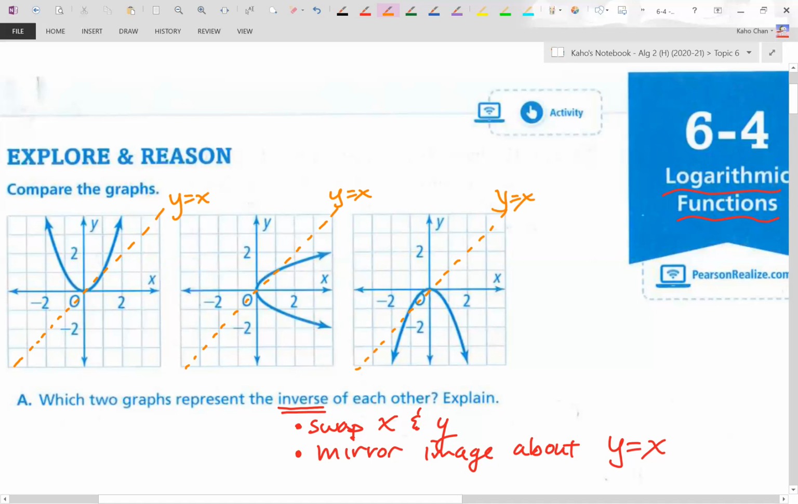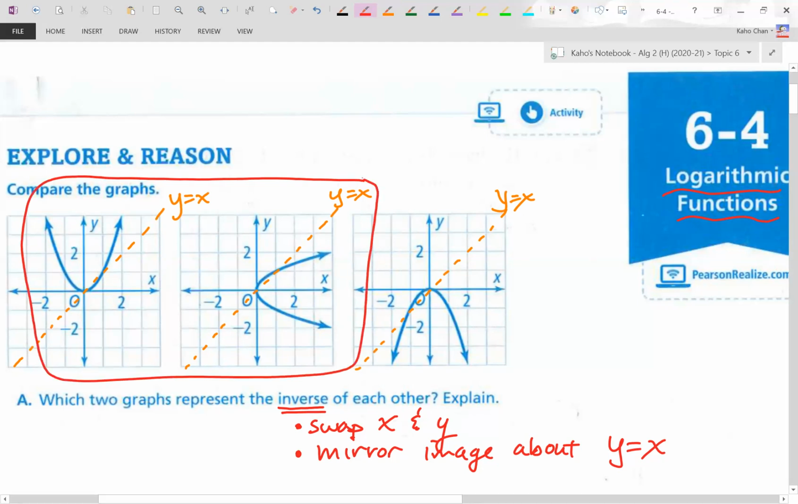And obviously we see these two are inverses of one another. In fact, the first one is literally x squared. The second one is the square root of x for the top half and negative square root of x for the bottom half. The third parabola is actually a parabola that has been reflected vertically. That one's negative x squared. And you can kind of see that.